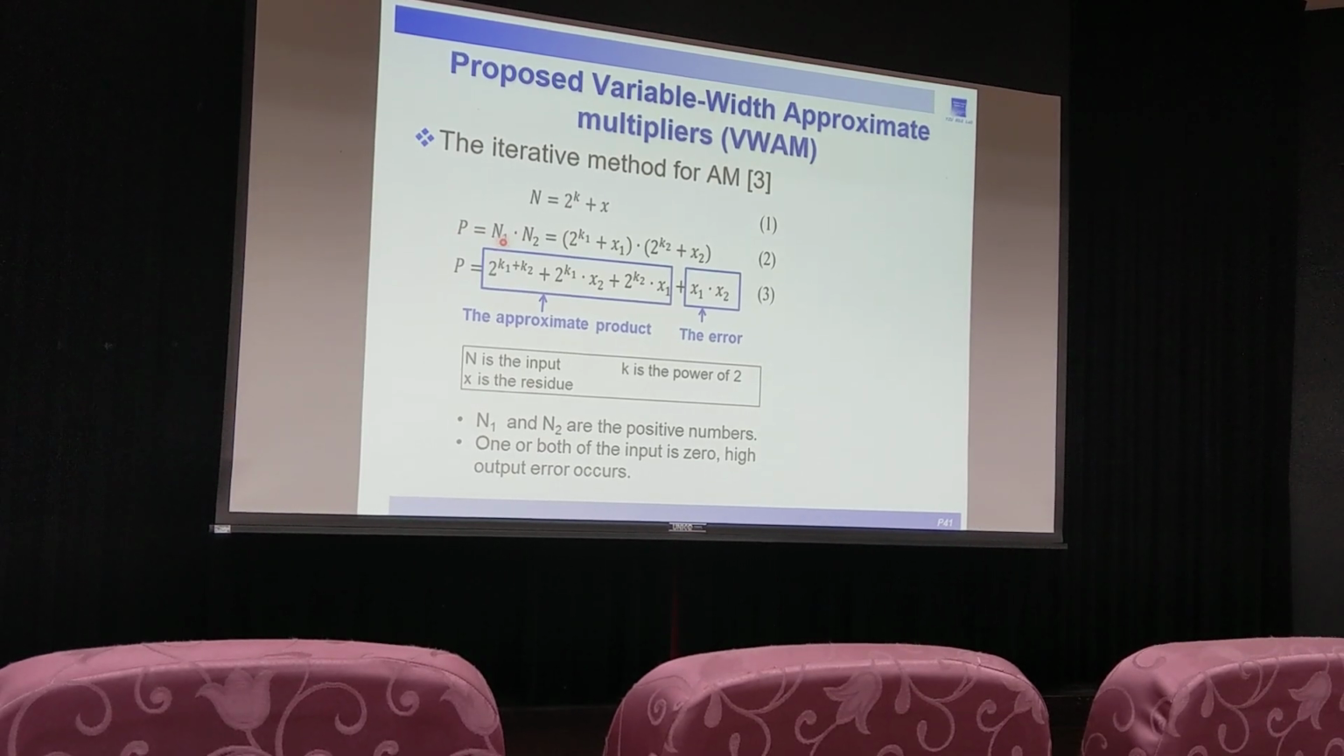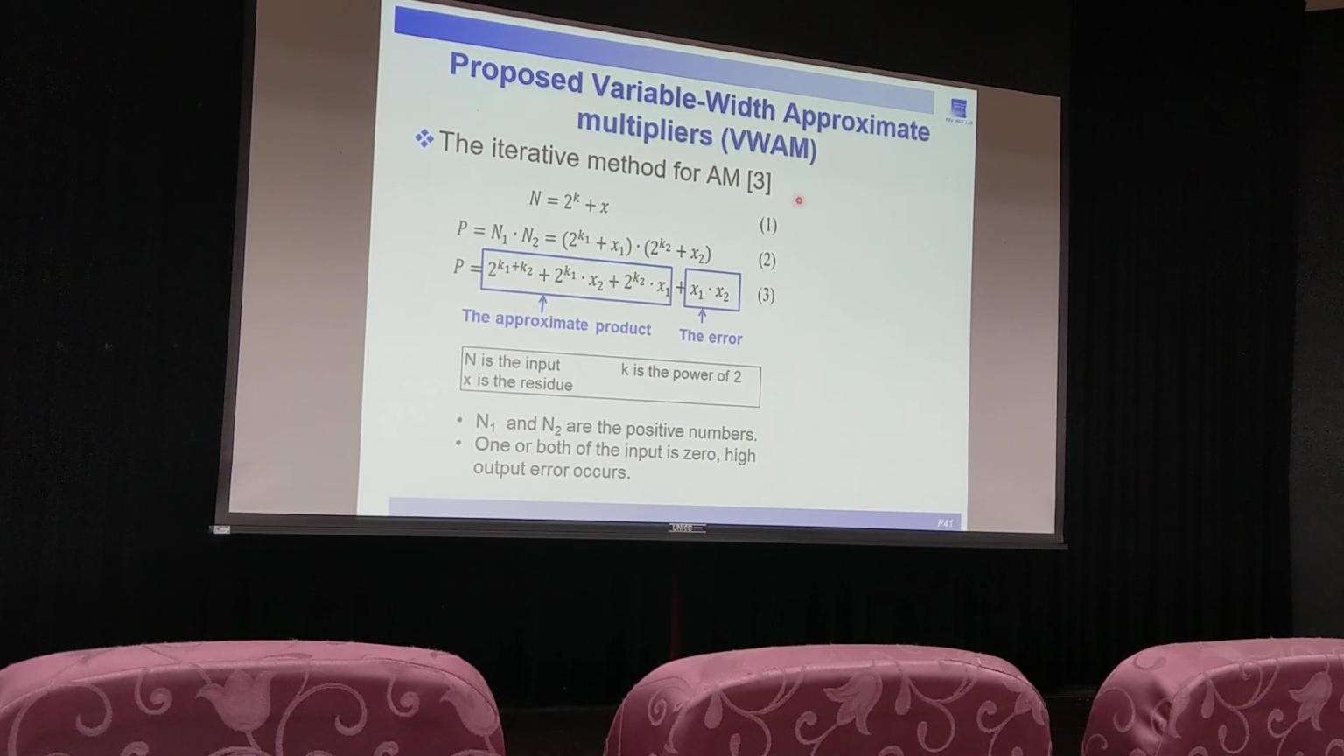n1 multiplied by n2 can be explained as the approximate product plus the error term. The error term is s1 multiplied by s2, and it can be put in here and repeated again. It can repeat many times to get a more precise approximate result and a smaller error. So if I repeat many times, the error will be reduced, and the approximate product will get closer to the real product, right?